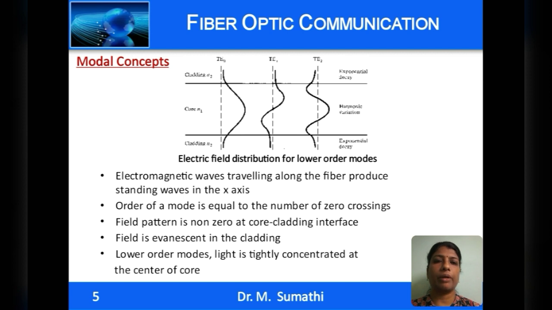Unlike in metallic waveguides, where the electric field pattern is 0 at the interface, in an optical fiber, which is made of glass, an insulator, the electric field pattern is not 0 at the core-cladding interface. The field varies harmonically inside the core and is evanescent in the cladding, that is, it decreases exponentially in the cladding. Lower order modes are tightly concentrated at the center of the core and penetrate less into the cladding, whereas for higher order modes the field distribution is more towards the edges.